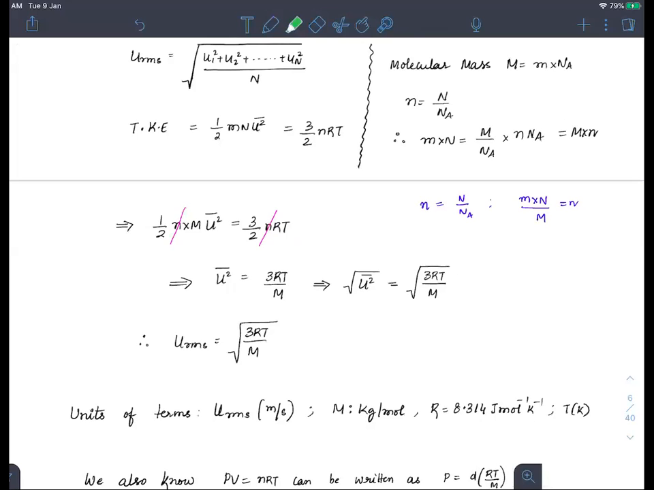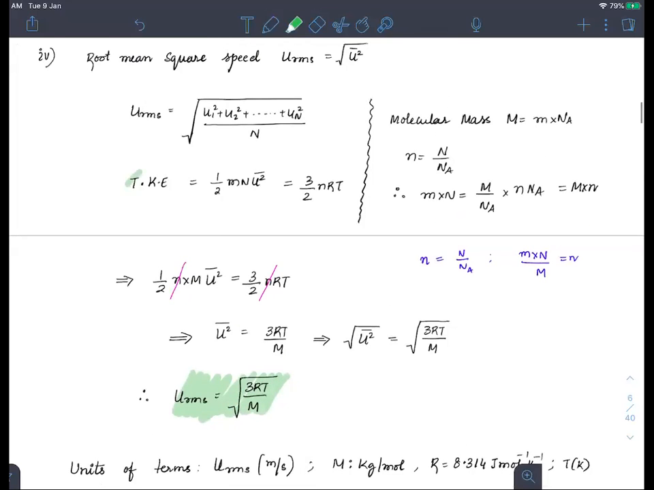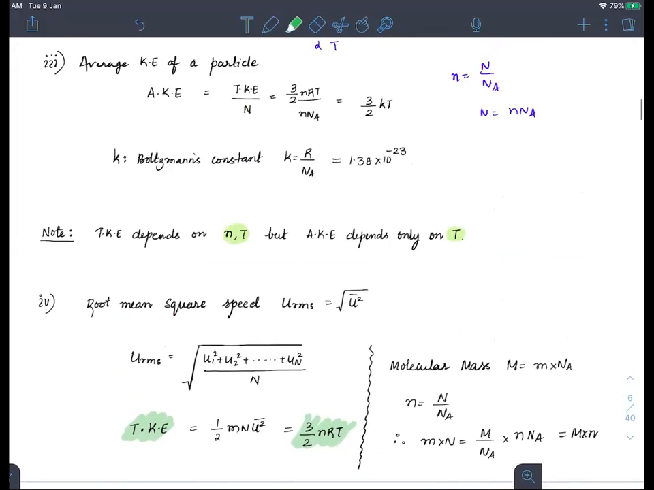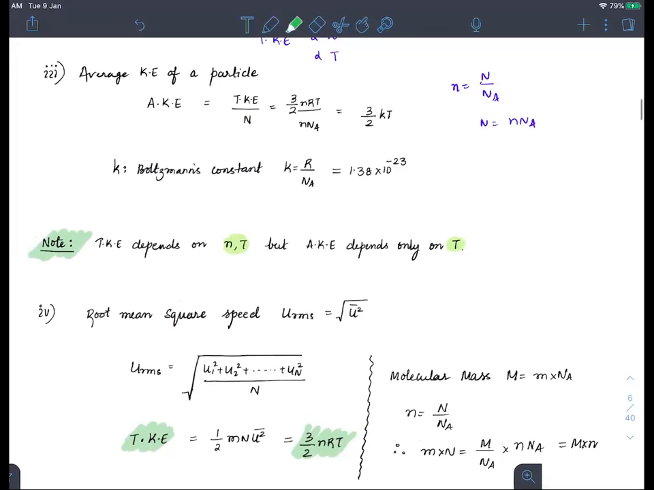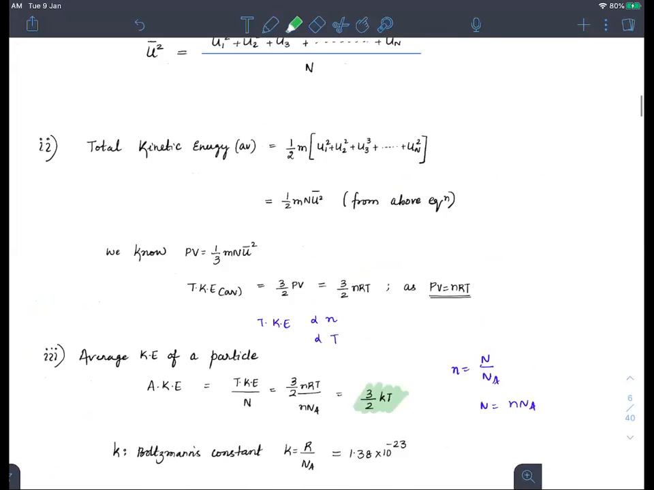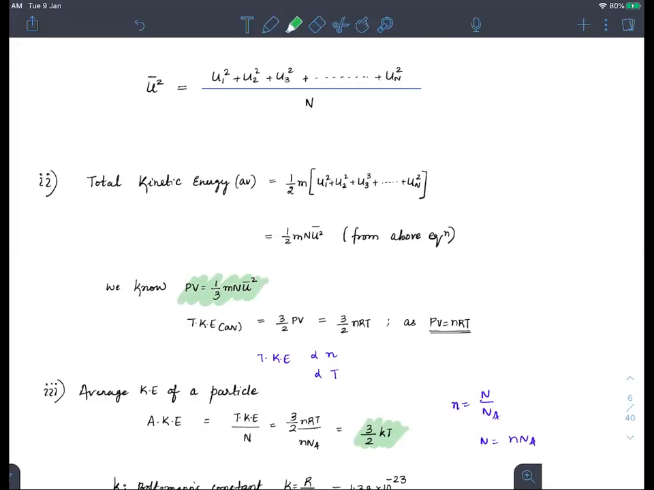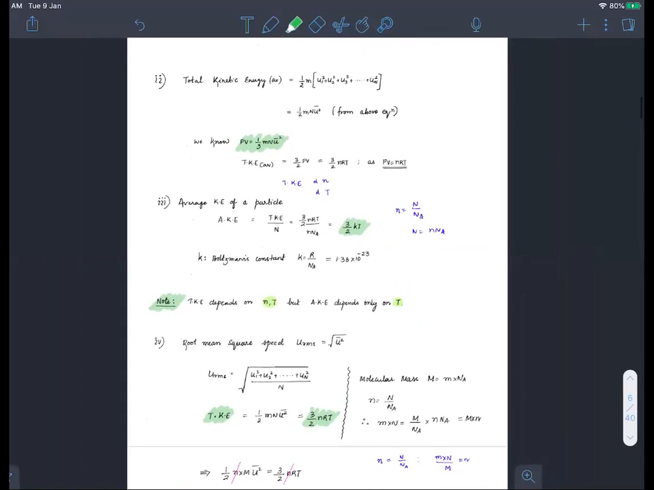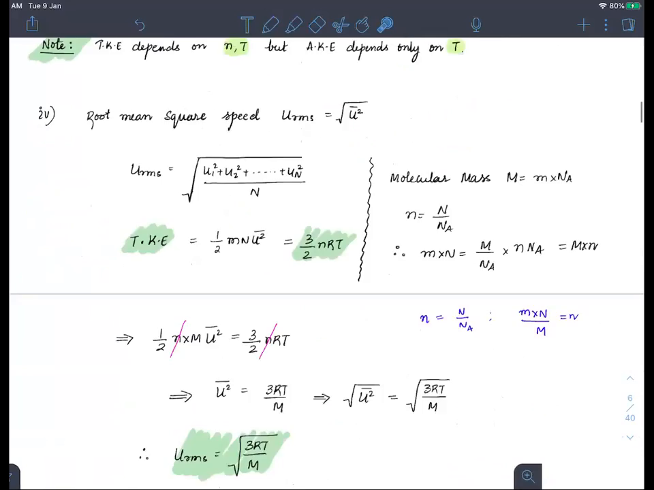So what are the takeaways from here? One is the RMS speed. Second is how to put total kinetic energy. Second, this is a very important note: what is the average kinetic energy? Its value is 3 by 2 kT. The next important takeaway from here is PV is equal to 1 by 3 mnc square. So these are some important pointers you should get out of the kinetic theory of gases. Not that these derivations are important, but the application of all of these terms is very, very important for exams.